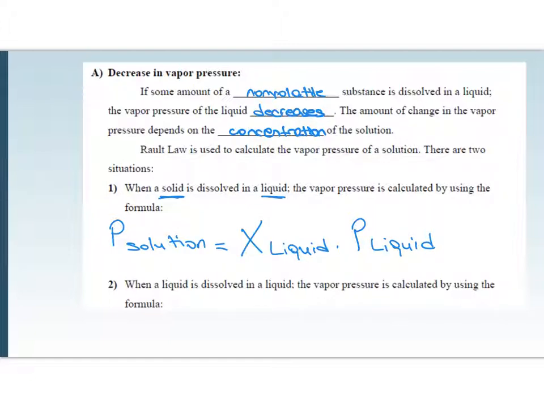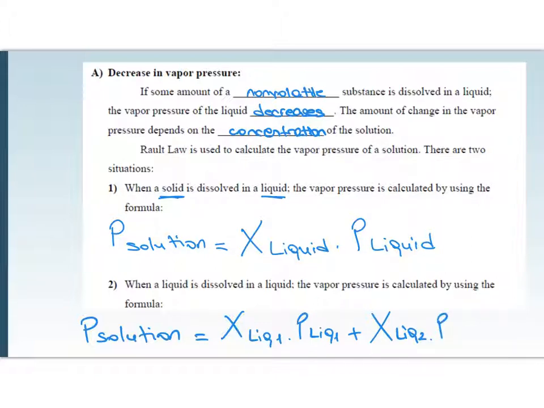If you have two liquids, in this case you have two different kinds of vapor pressures, so this formula is going to get larger. Vapor pressure of solution is equal to X liquid 1 times that liquid's vapor pressure at that temperature, plus X liquid 2 times the vapor pressure of that liquid at that temperature. So this is how to calculate the vapor pressure of a solution.